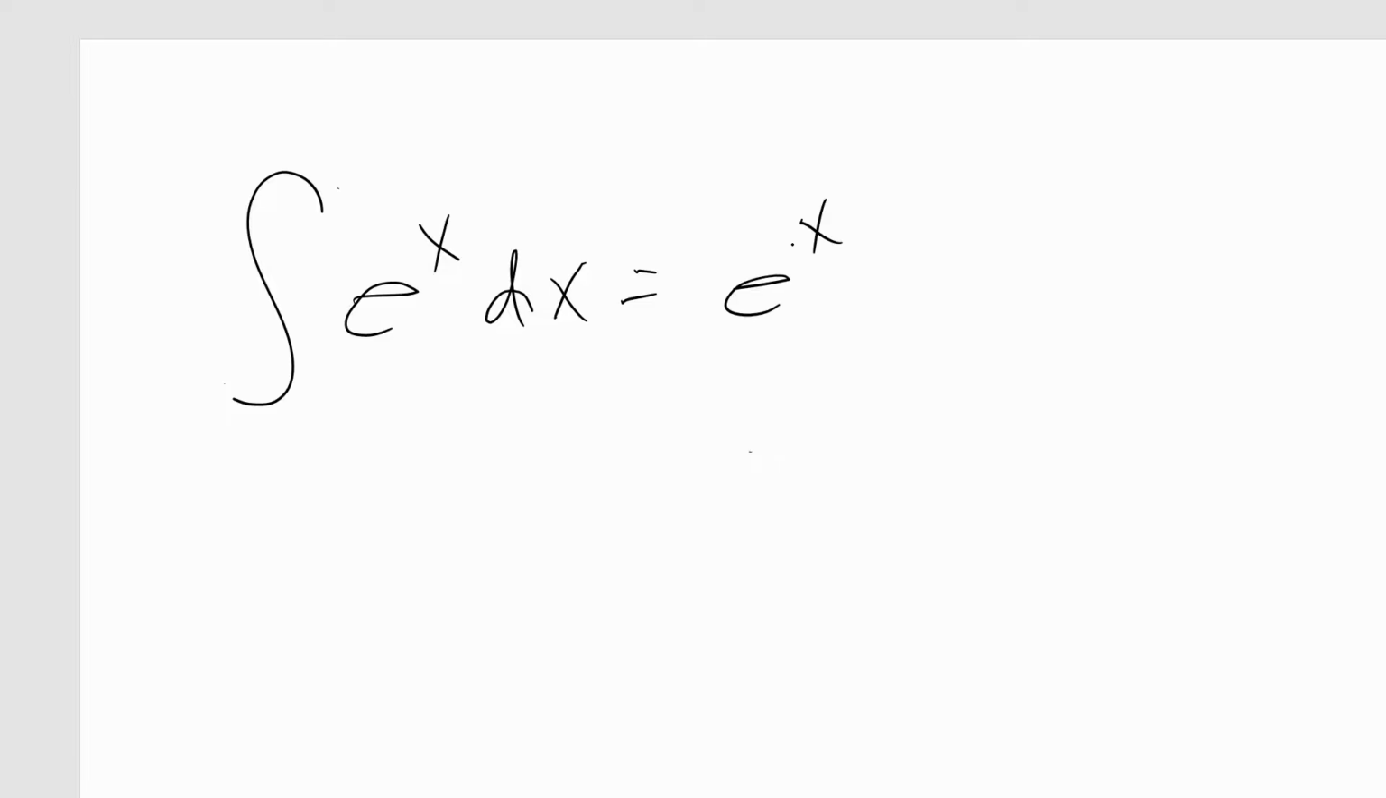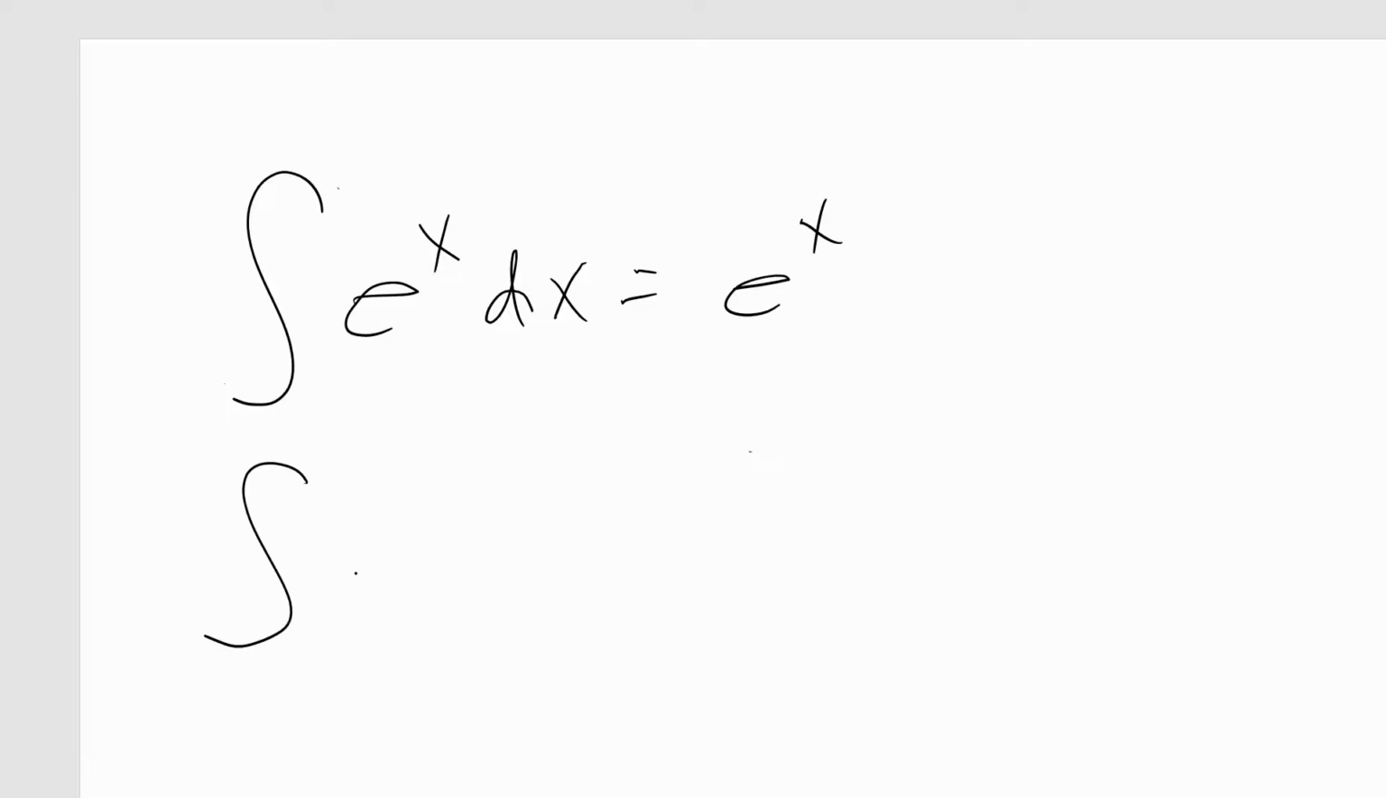Now we're going to finish up section 5.4 by doing integrals of exponentials. Well, because the derivative of e to the x is e to the x, that means the integral of e to the x dx is e to the x. So if your exponent is just x, it's very nice and easy. But that very rarely happens.